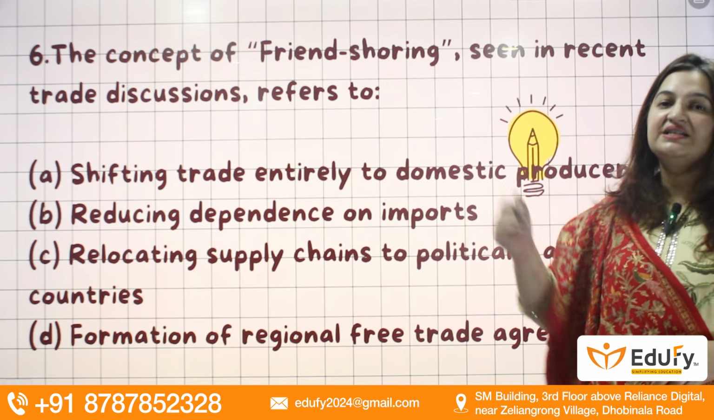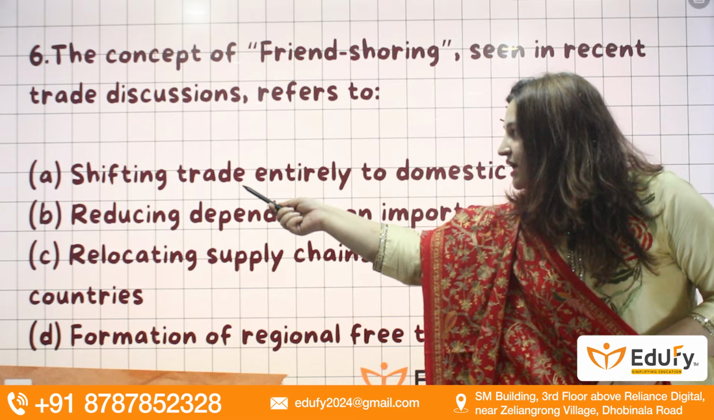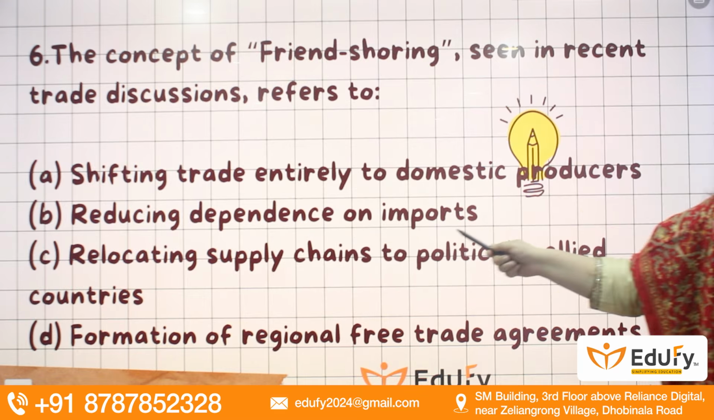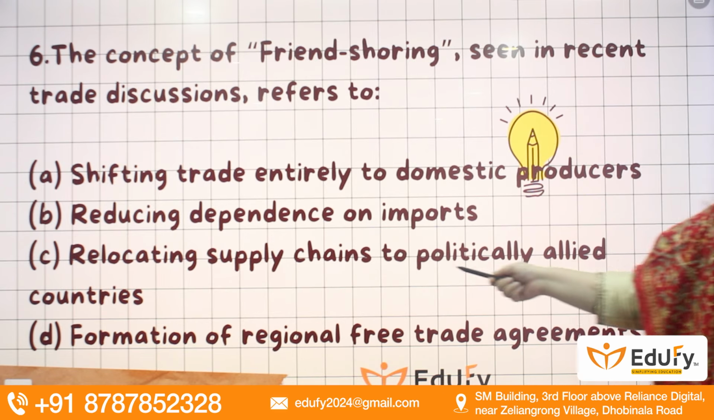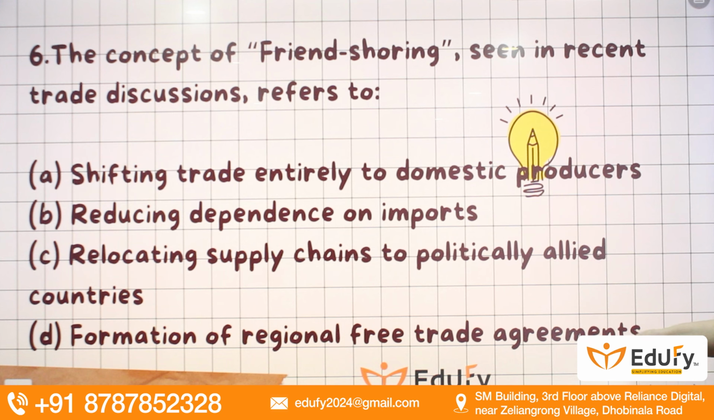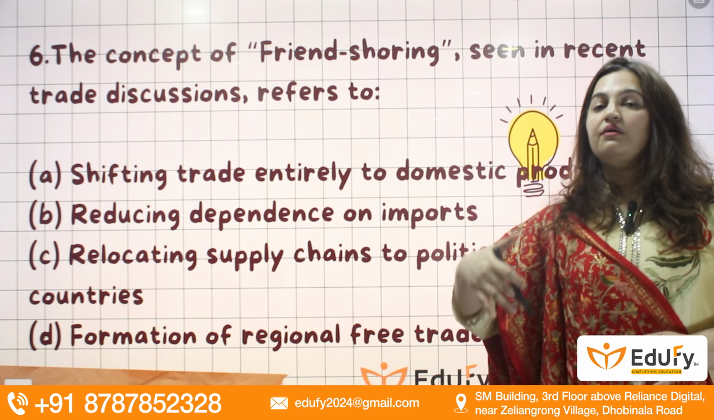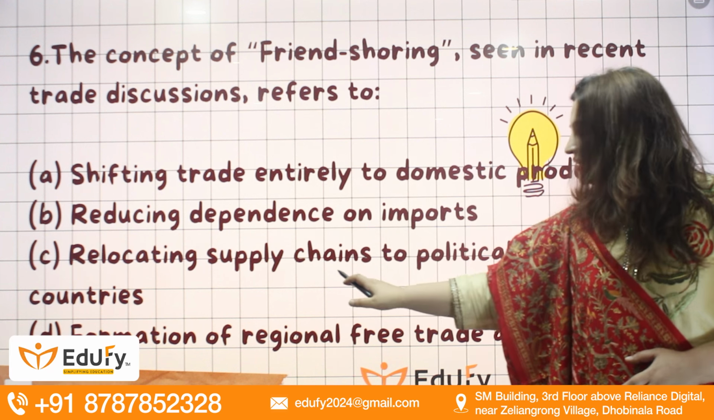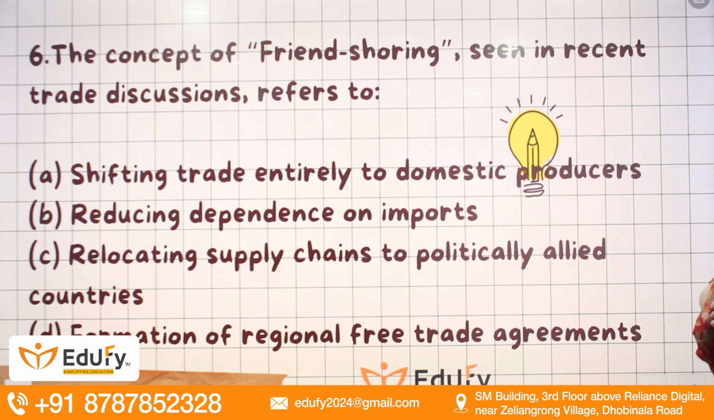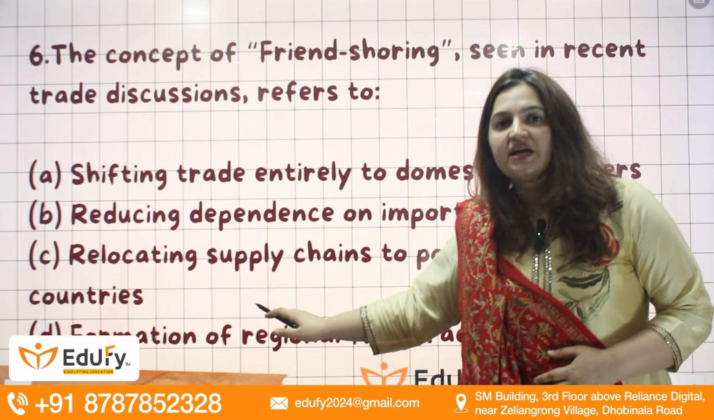Next question, the concept of friendshoring that is seen recently in news is referring to: A, shifting trade entirely to domestic producers; B, reducing dependence on imports; C, relocating supply chain to politically allied countries; D, formation of regional free trade agreement. So here friendshoring means that we need to relocate the supply chain and the supply of goods and services to the politically allied countries. So your answer is C.